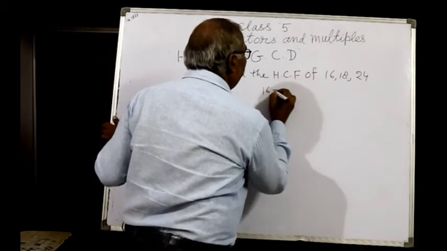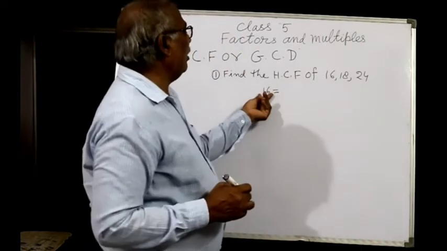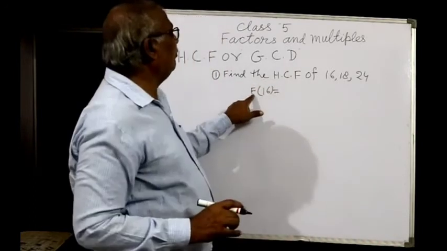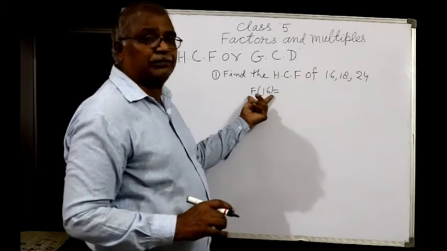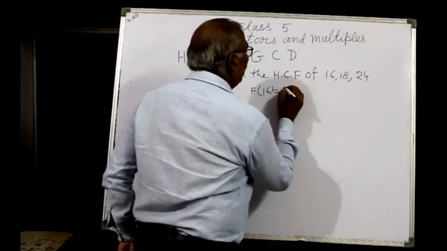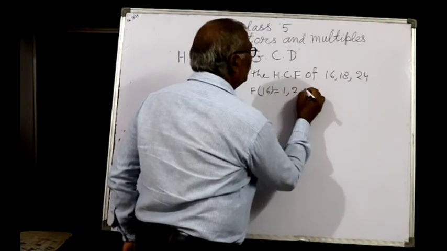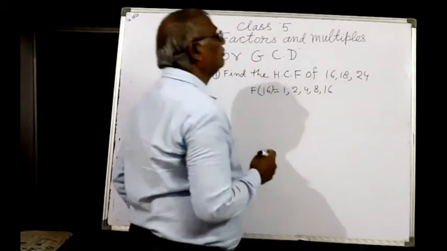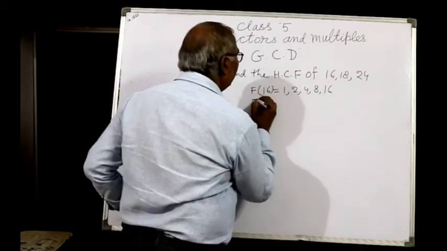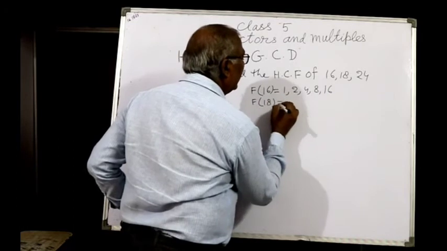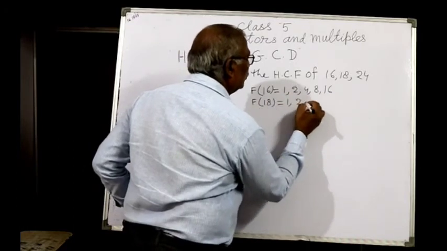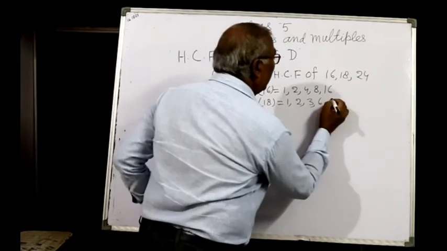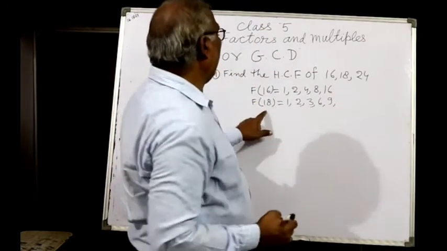Factor of 16. First we will find the factors of 16. It is denoted by F in bracket 16. Factor of 16 is equal to 1, 2, 4, 8 and 16. Now factor of 18 is equal to 1, 2, 3, 6, 9 and 18.